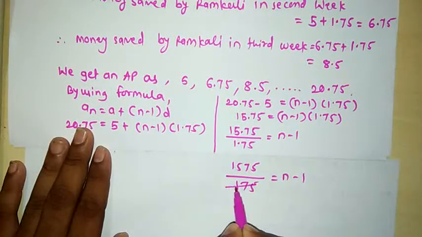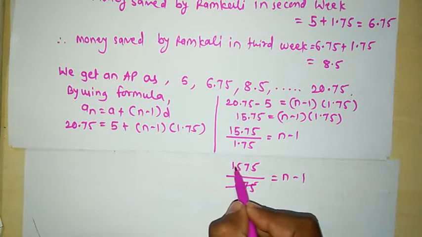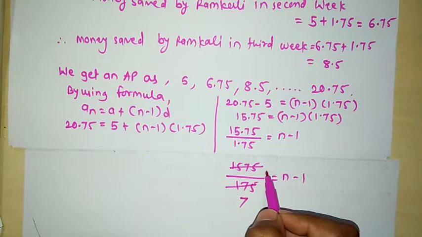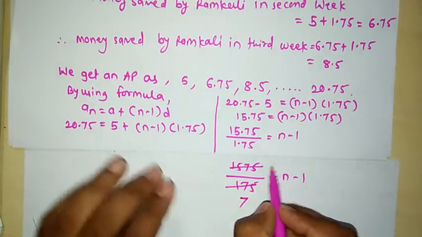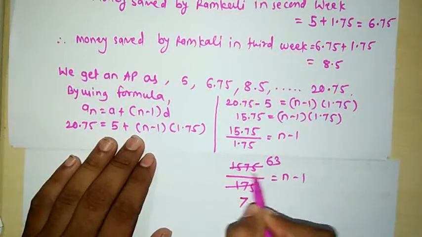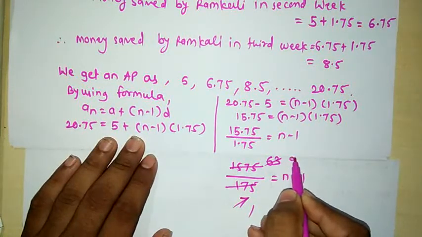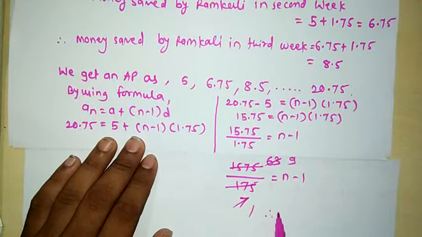See here, 25 1s are 25, 25 7s are 175, and here 25 6s are 150. Then again 7 will remain. 25 3s are 75. 7 1s are 7, 7 9s are 63. Therefore n minus 1 is equal to 9 we got. Therefore send this minus 1 towards right hand side. It will become plus. Therefore n is equal to 10.